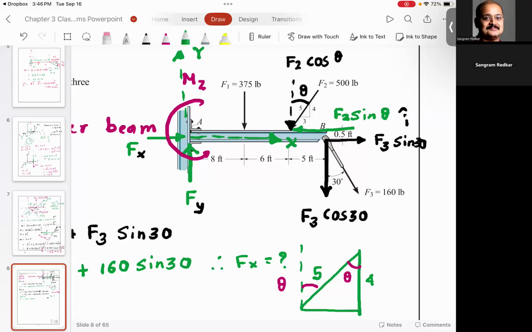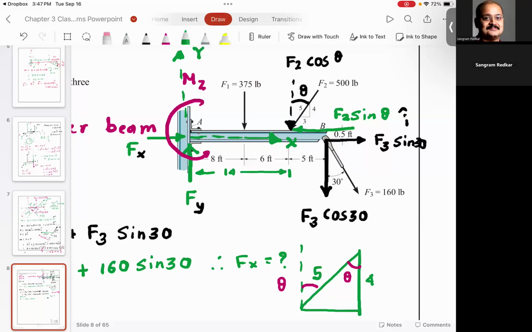So do you agree with me that F2 sine theta is passing through A? F2 sine theta is passing through A. So it will not give me any moment. However, F2 cosine theta is at a distance of 6 plus 8, which is 14. So this distance 14 will give me moment. Do you agree with me?